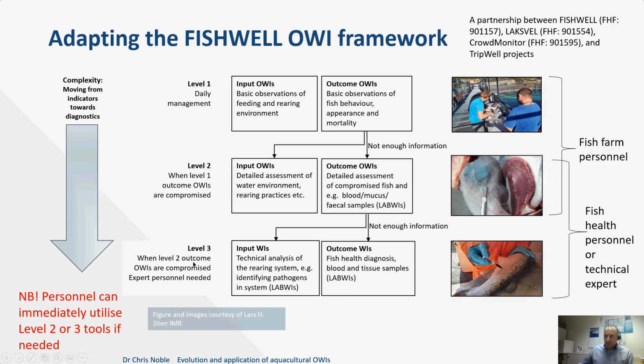And then level 3, if you still don't have enough information, and when you have these outcome indicators that are compromised, then you do need to really dive into the problem. You need expert personnel, a technical analysis of the rearing system, start identifying pathogens, look at fish health diagnosis, look at blood and tissue samples. And these 3 levels are basically aimed at fish farm personnel themselves, or fish health personnel, or the technical expert.